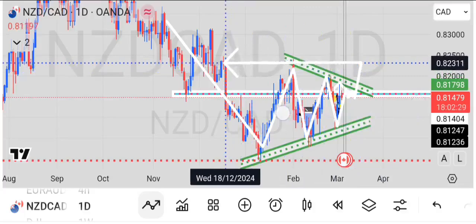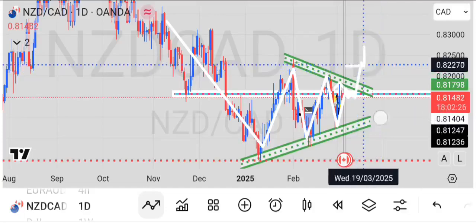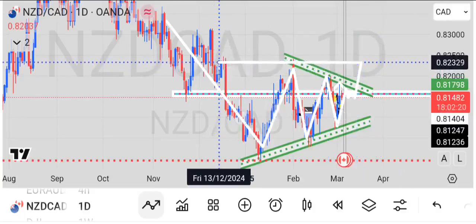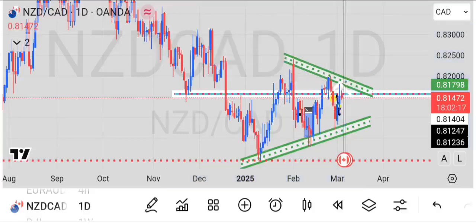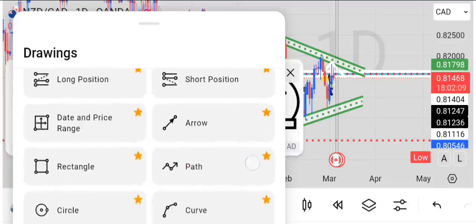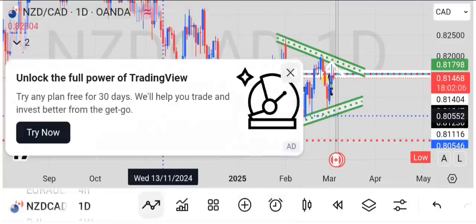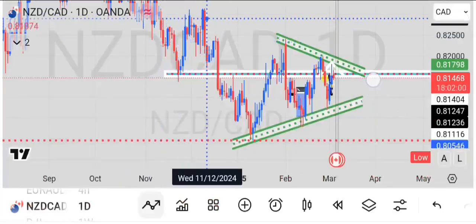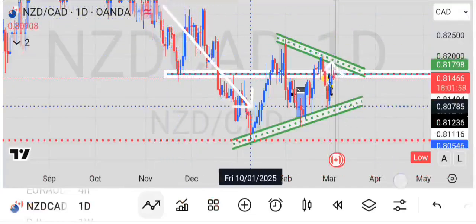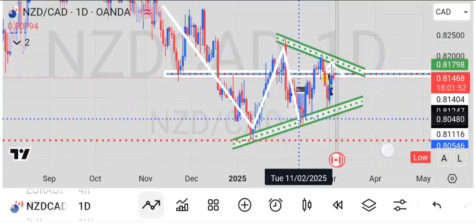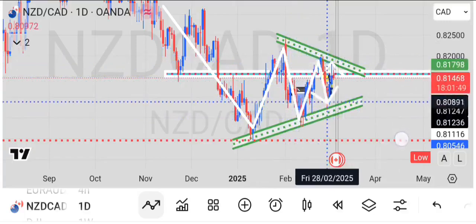Okay, this is what we call a symmetrical triangle. Look at the two green trend lines marked. One is touching the lower highs and the other one is touching the higher lows. So this is what we call a symmetrical triangle. Lower high, higher low, lower high, then higher low.